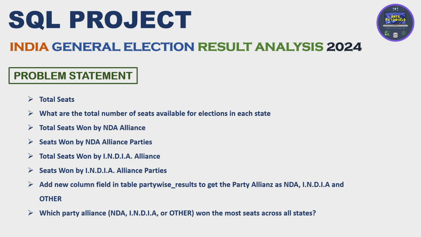So each party, how many seats they have owned by NDA, right? Then we are going to see the total seats owned by India Alliance, right? So we all know NDA Alliance was led by Mr. Narendra Modi, whereas India Alliance was led by Mr. Rahul Gandhi.